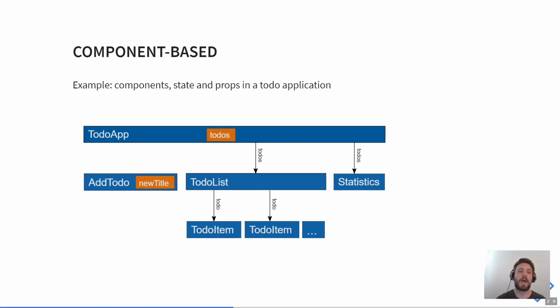Furthermore, there's an add to-do component. This component has its own internal state, the content of the text field, where the user can enter a title for a new to-do. The add to-do component does not receive any information from its parents. It does not have any props, but it could actually trigger an event. Events are not shown in the diagram.